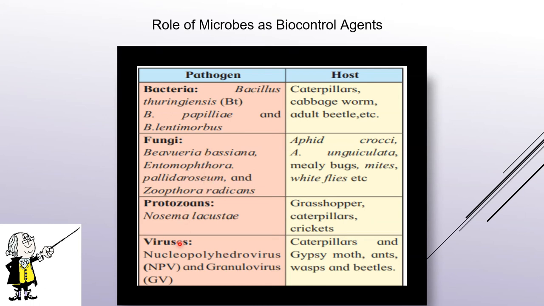Next is protozoans, Nosema locustae, and the host is grasshopper, caterpillars, crickets. Viruses, nucleopolyhedrovirus, NPV, and granulovirus, GV. They can kill caterpillars, gypsy moth, ants, wasps, and beetles. So these are the microorganisms which can kill the following host, and it can be very helpful even to the farmers.